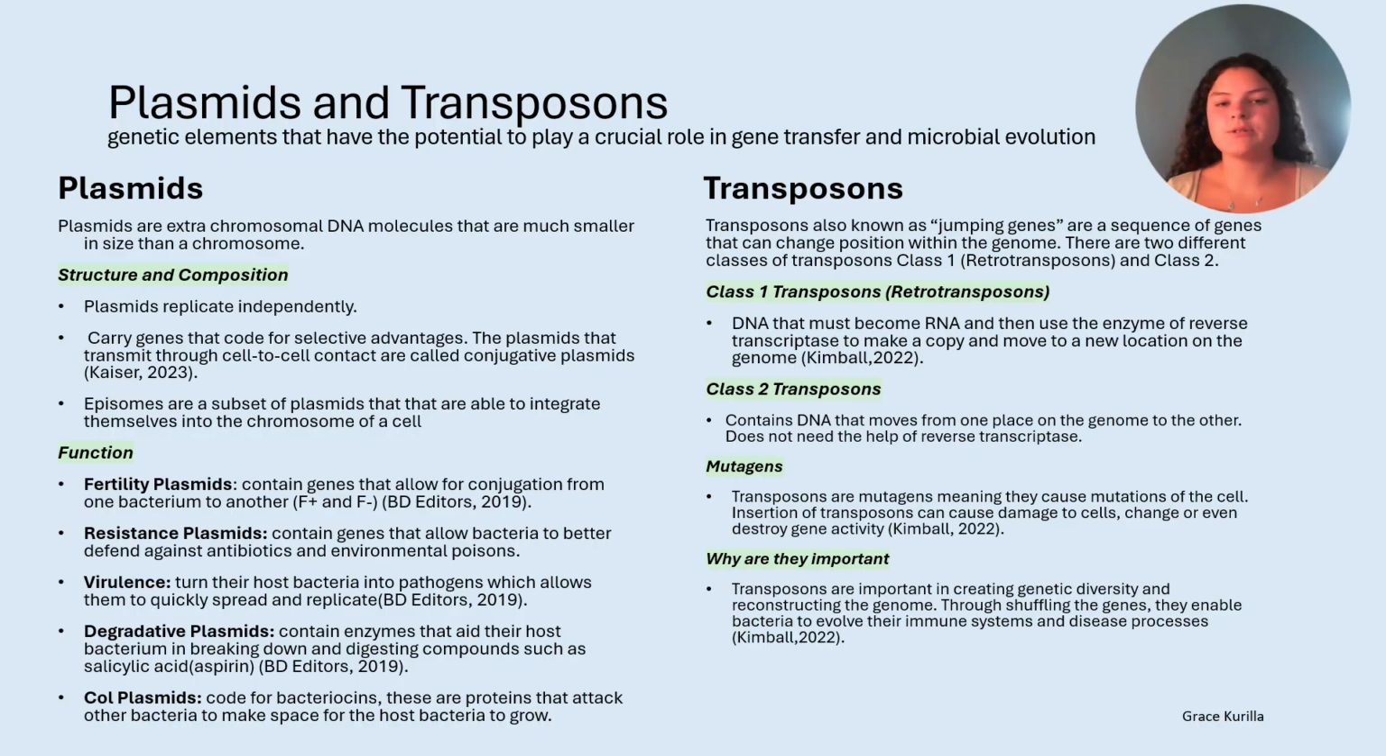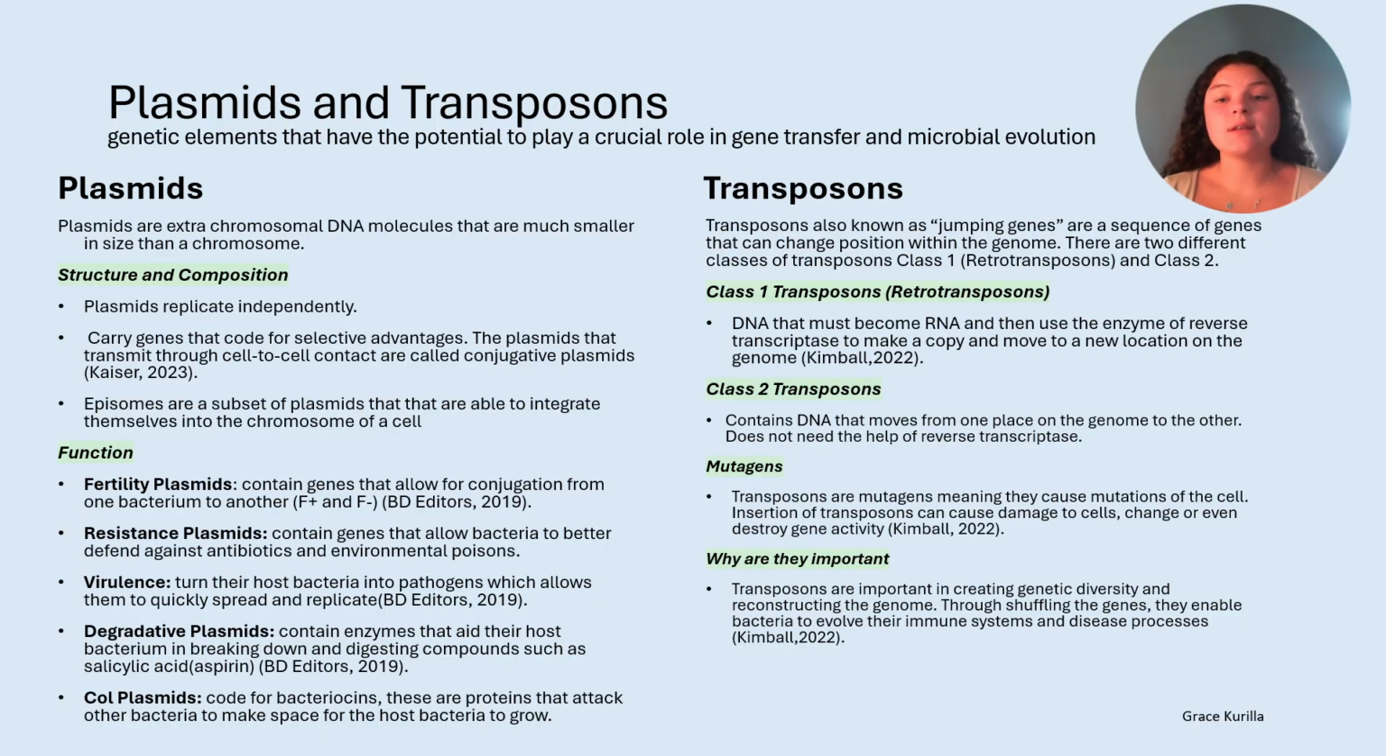One standout characteristic of plasmids is that they replicate independently. This means that they have their own origin of replication. While plasmids do not carry essential genetic information, they do carry genes that code for selective advantages. The most common way that plasmids transfer these advantages is through conjugation. The plasmids that transmit through cell-to-cell contact are called conjugative plasmids. Some plasmids are also considered non-conjugative, meaning that they can only be transferred with the help of conjugative plasmids.